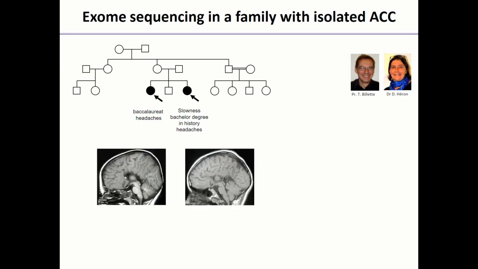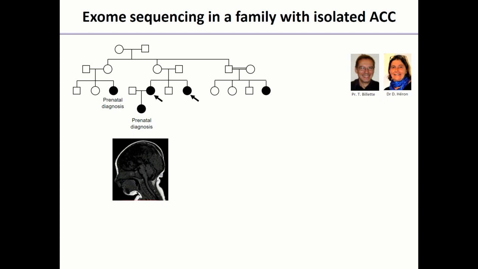And because both of them had headaches, they underwent a brain MRI revealing a complete agenesis of the corpus callosum in both of them. So the sister got pregnant, and she had a prenatal diagnosis of complete agenesis of the corpus callosum in a female fetus, as you can see here, and she was born, given the family history, and then the family history revealed other cases of agenesis of the corpus callosum.